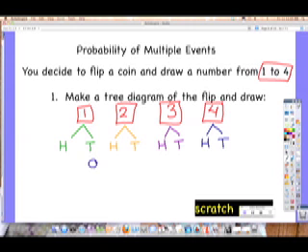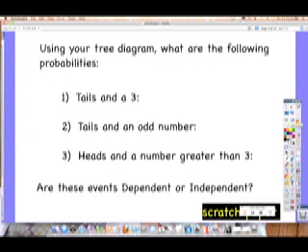Okay, do you have your cute little tree diagram? Because I think the questions on the next page go with this. Let me double check. Okay, using our tree diagram, what are the following possibilities? What's the possibility of getting a tails and a 3? 1 out of 8. So what was it? A tails and a 3? So here's the 3. The only way is 1 out of how many total? 8. So let's write it on our paper. So 1 out of 8.